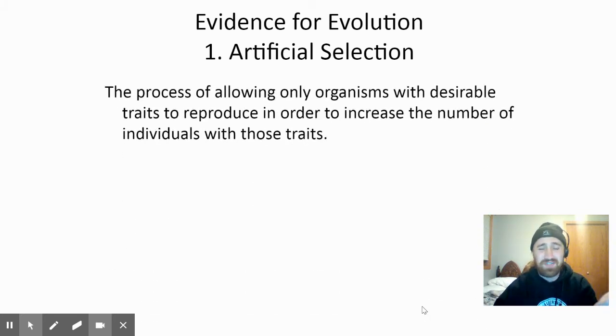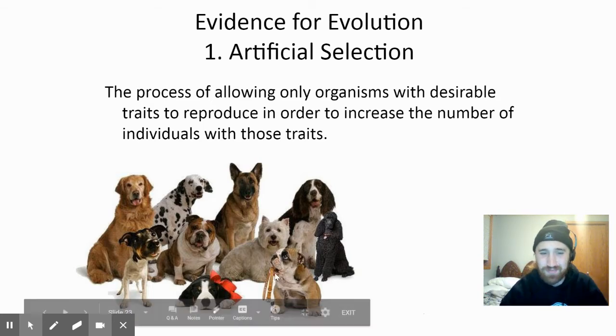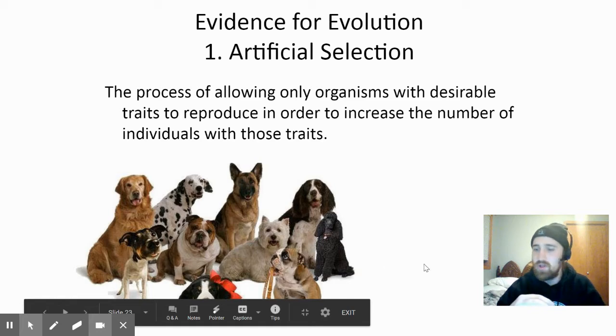Artificial selection is something we see pretty often. This is the process of allowing only organisms with desirable traits to reproduce in order to increase the number of individuals with those traits. So, the idea here is something like dogs. We can all agree that dogs come from a common descent.